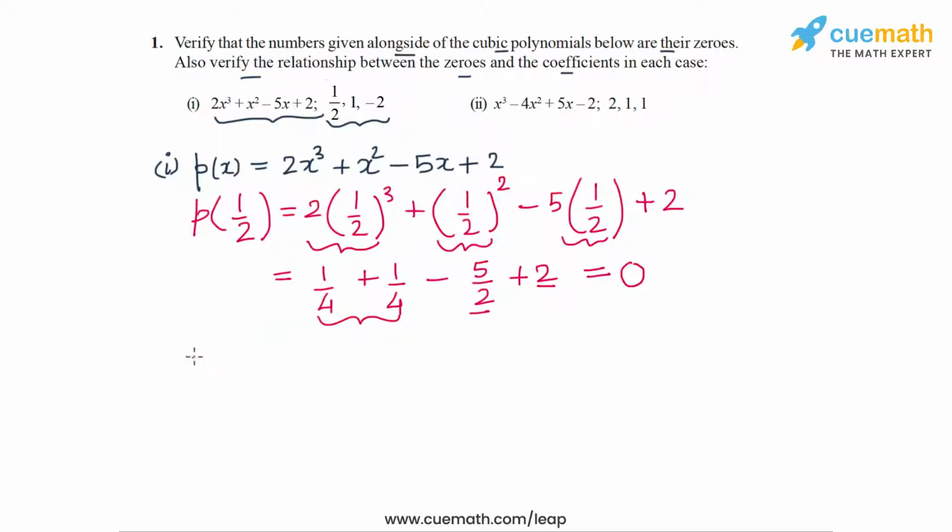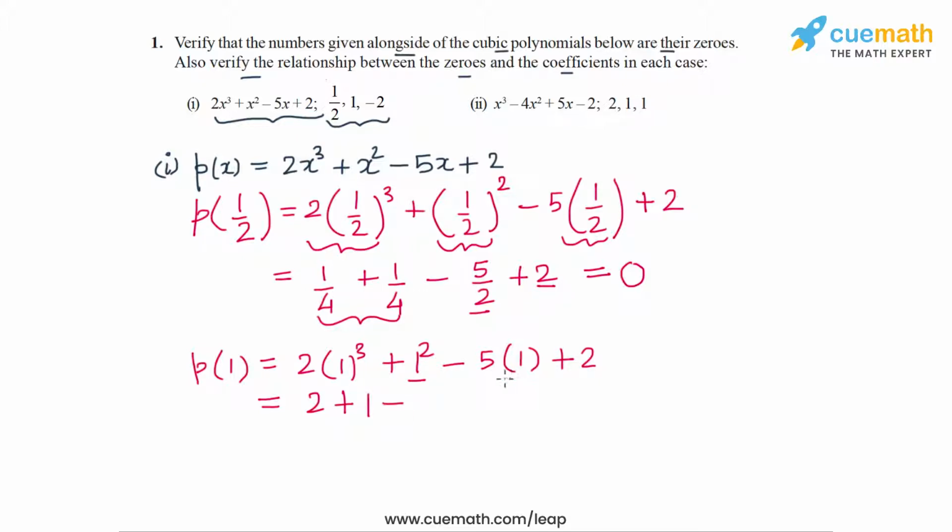Now let's find p of 1. So p of 1 will be equal to 2 times 1 cube plus 1 square minus 5 times 1 plus 2. So 2 into 1 cube is 2, and then we have 1 square, so that's 1, and then we have minus 5 times 1, so that's minus 5, and then plus 2. So 2 plus 1 is 3, 3 minus 5 is minus 2, minus 2 plus 2 is 0. So p of 1 is also 0, which means that 1 is also a zero of p(x).